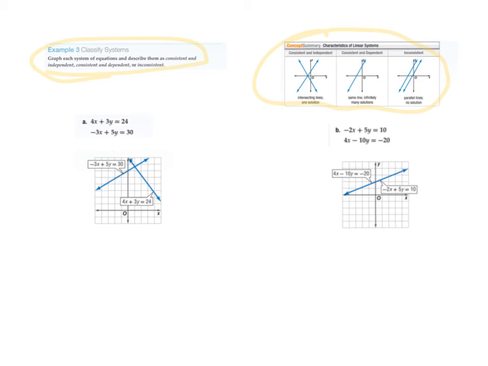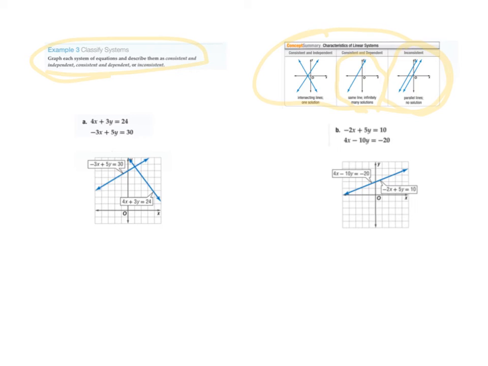Then the second type we have right here is consistent because we have an answer because the lines cross, but they cross each other on the same line. So they are dependent on each other because they're going in the same direction. And then the last type of system we have is when they don't have an answer. That means they're parallel lines. So that's inconsistent, and obviously they're not independent from each other.